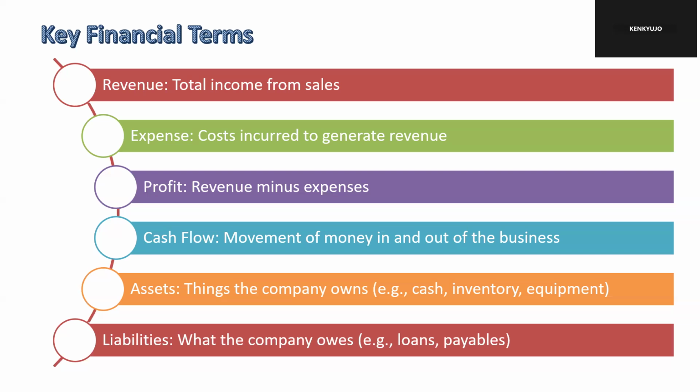The last important term is liabilities. What is meant by liabilities? What the company owes. That means payable things, loans. At this moment it is in the organization, but it has to go out. So that is called liabilities. We have discussed the very important key financial terms: revenue, expense, profit, cash flow, assets, liabilities. We'll move forward.